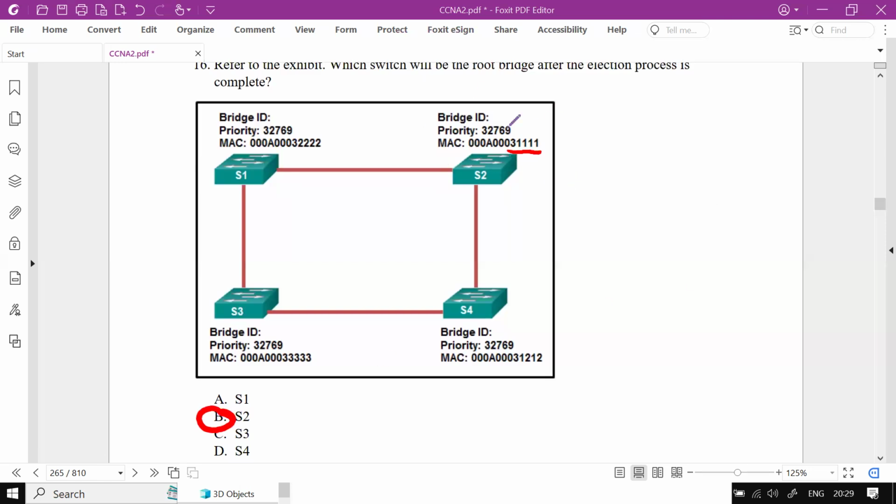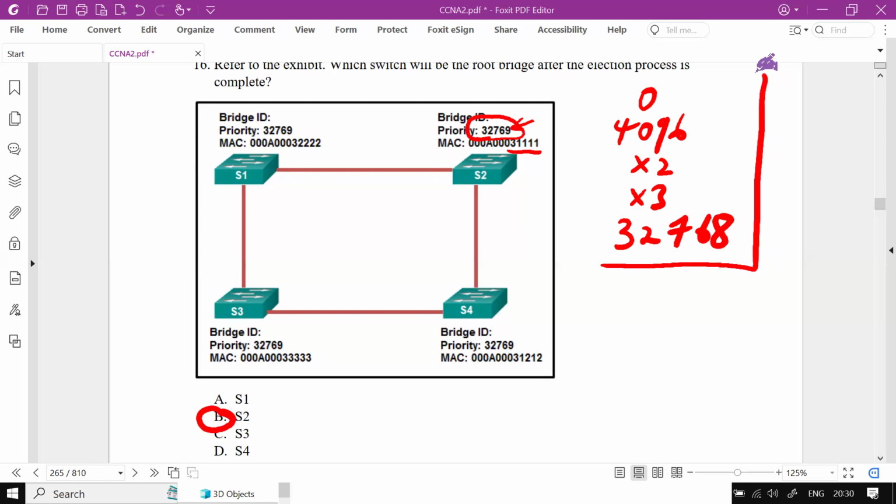Quick question. If you read correctly, there was something to do with this value here, the bridge priority. They said the bridge priority should go from a value of 0, incrementing with the value of 4096, so we have multiples of 4096 as we go. And the default is 32768.